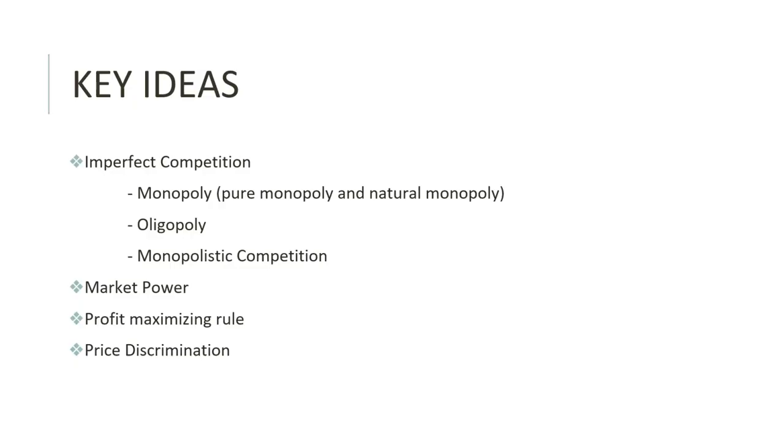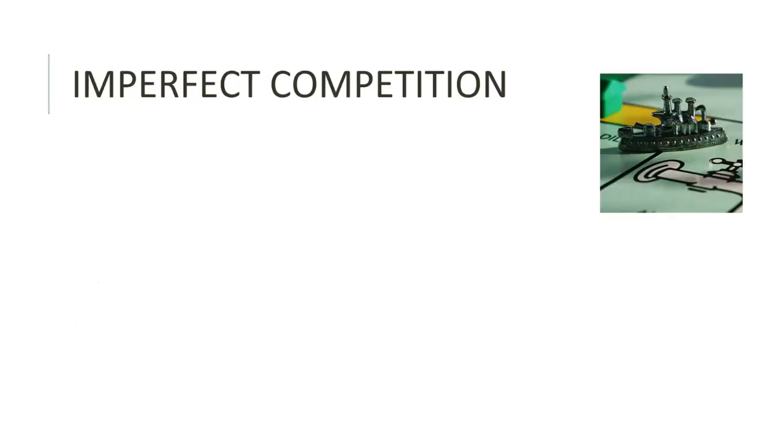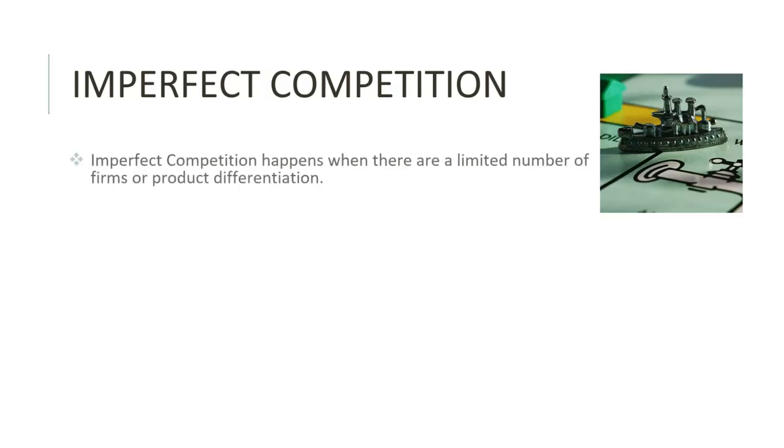We'll look at market power, the market profit maximizing rule, which will be similar but slightly different. We're going to get a marginal revenue curve that's downward sloping, and we're going to talk about price discrimination. So, imperfect competition is anytime you have a limited number of firms, some kind of product differentiation, anytime that one of those five conditions of perfect competition is different.